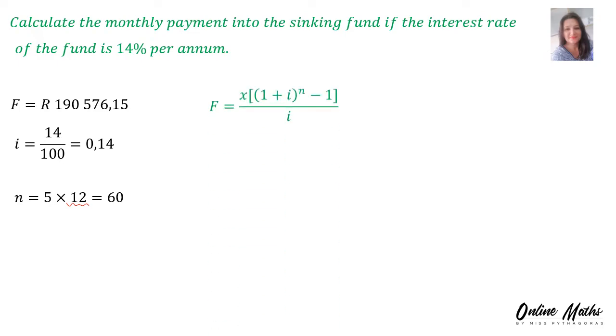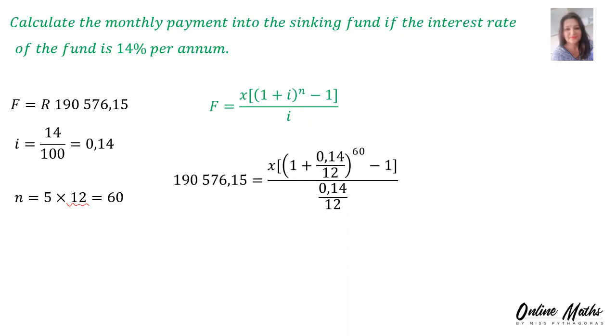Into the future value formula, we'll substitute. In F's place, the 190,000 equals X times 1 plus I, where I is 0.14, but we still have to divide it by 12 because there are monthly payments. Raised to the power of 60, minus 1, over the I, 0.14 divided by 12.